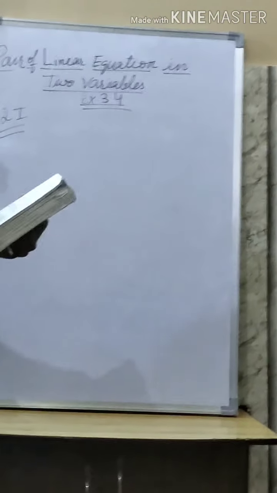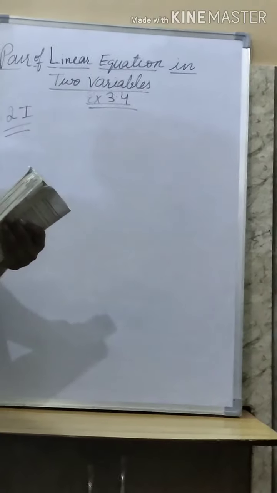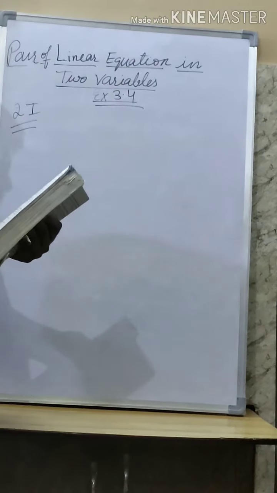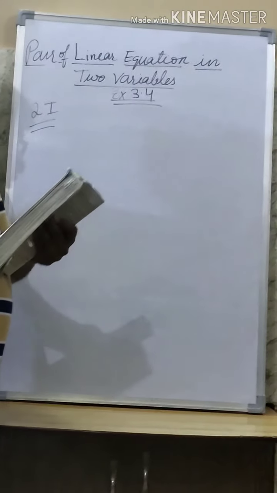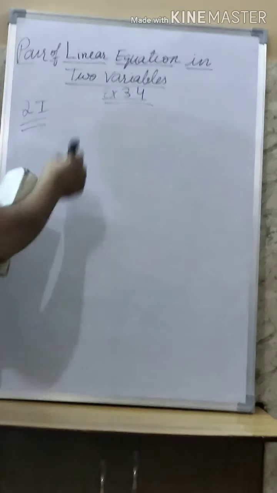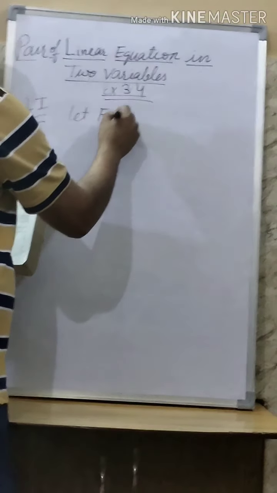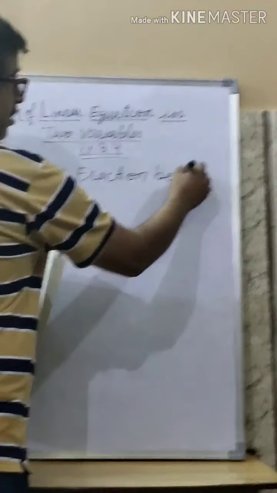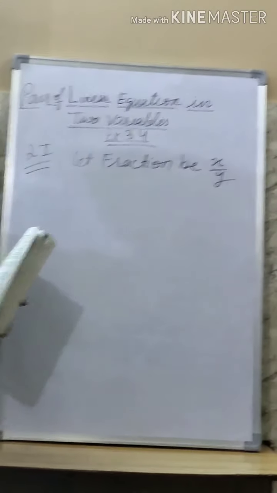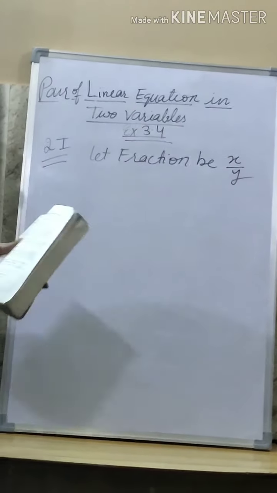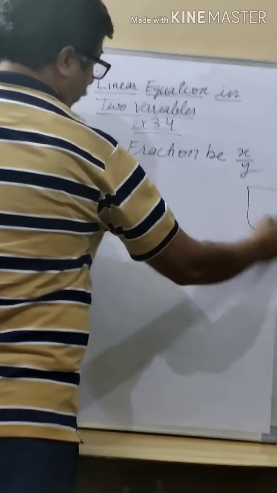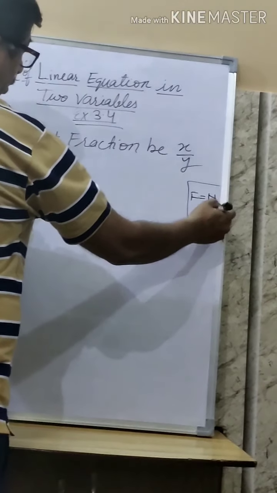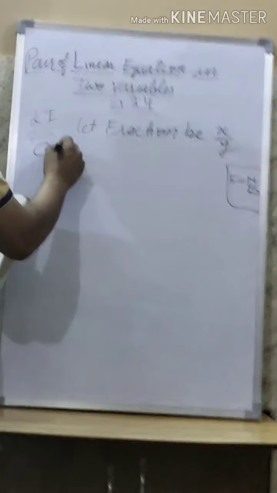If we add 1 to the numerator and subtract 1 from the denominator, a fraction reduces to 1. It becomes 1 by 2 if we only add 1 to the denominator. What is the fraction? So my dear students, first you suppose, let the fraction be x upon y. You know very well, fraction is equal to numerator upon denominator. Keep in mind.